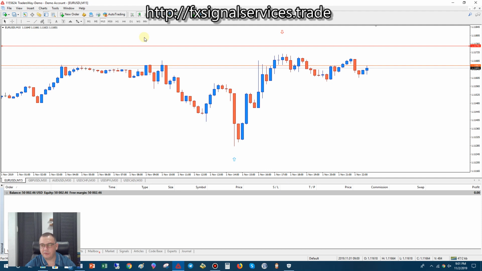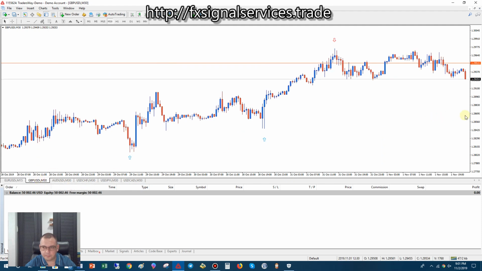And I would buy for long term. You could buy for a few days and probably catch a few hundred pips, if not 1,000. So this is a really good time to buy. Anyhow, same thing with GBPUSD, pound USD.